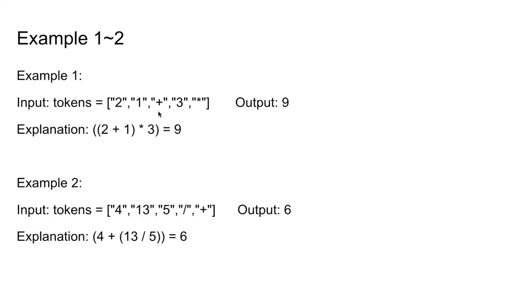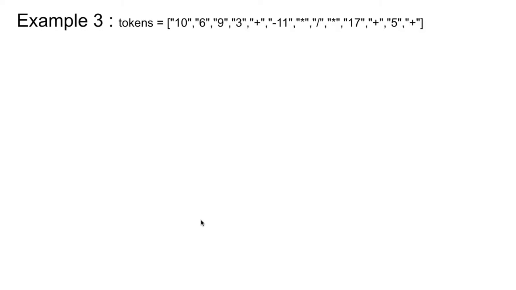Given 2, 1, plus, 3, and star. 2 plus 1 equals 3, then 3 multiplied by 3 equals 9. Given 4, 13, 5, slash and plus. 13 divided by 5, ignore the remainder, equals 2. Then 4 plus 2 equals 6. The third example is more complicated.